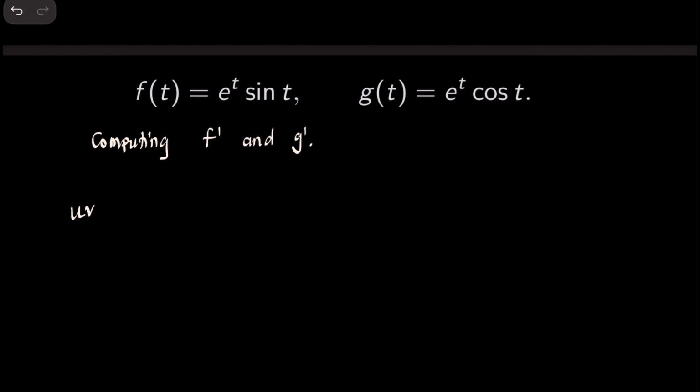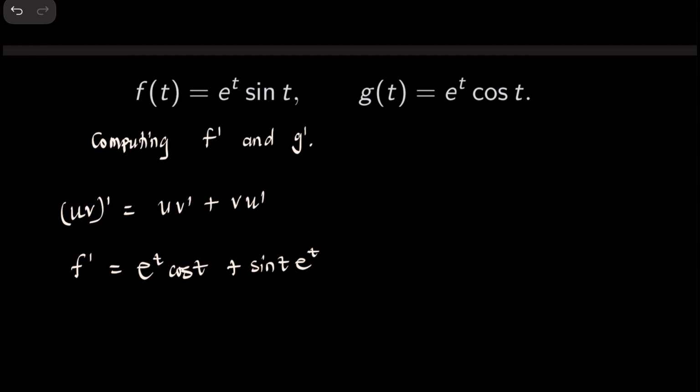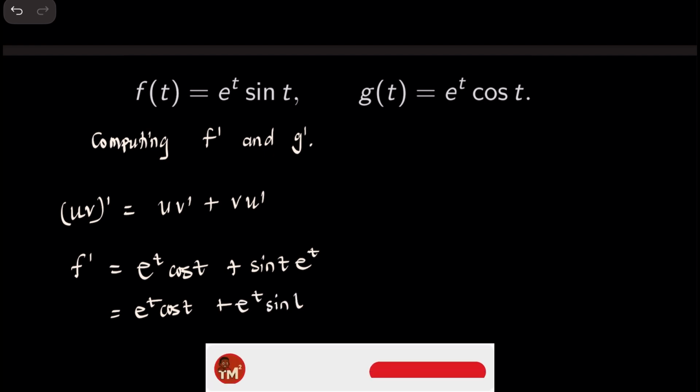The derivative of u times v is equal to u v prime plus v u prime. Thus, you keep u, then you differentiate v, plus you now keep v, then you differentiate u. And so f prime: let's keep e^t, then differentiate sine of t, which gives us cosine of t, plus you now keep sine of t, then you differentiate e^t, which is e^t. This can be rewritten as e^t cosine of t plus e^t sine of t.